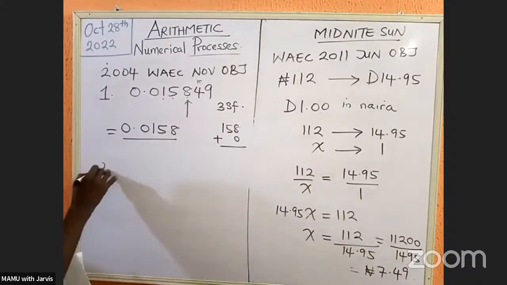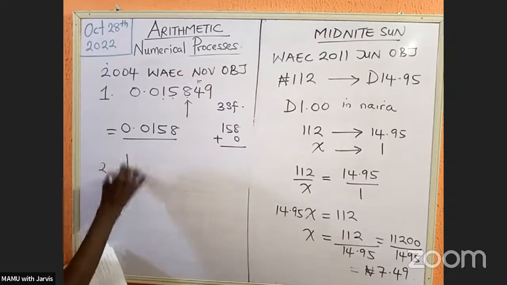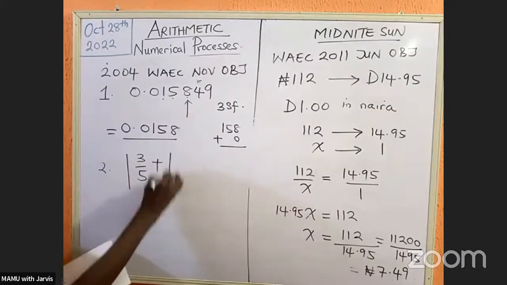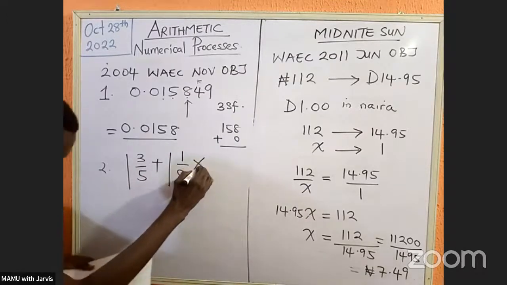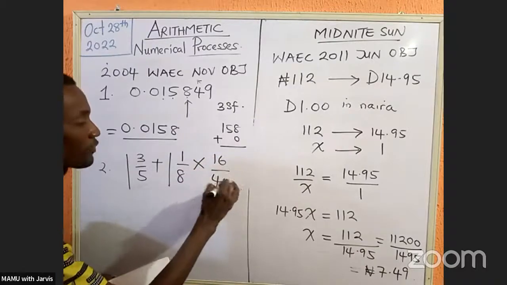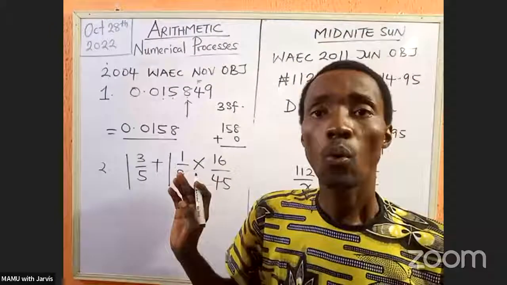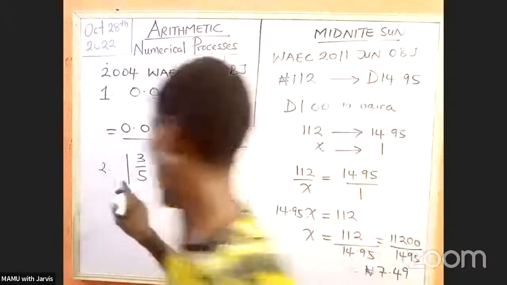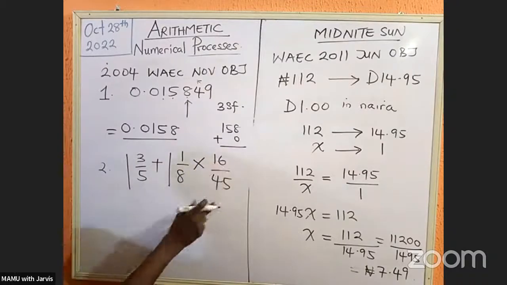All right. Now, question number 2. We are told to simplify this: one whole number 3/5, plus one whole number 1/8, times 16/45. Can I get this done in 30 seconds to 1 minute? Somebody helping us out. One whole number 3/5, plus one whole number 1/8, times 16/45.